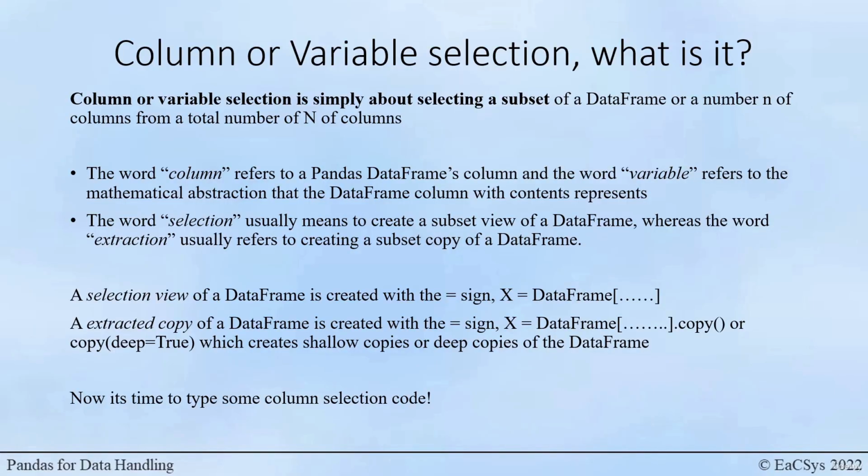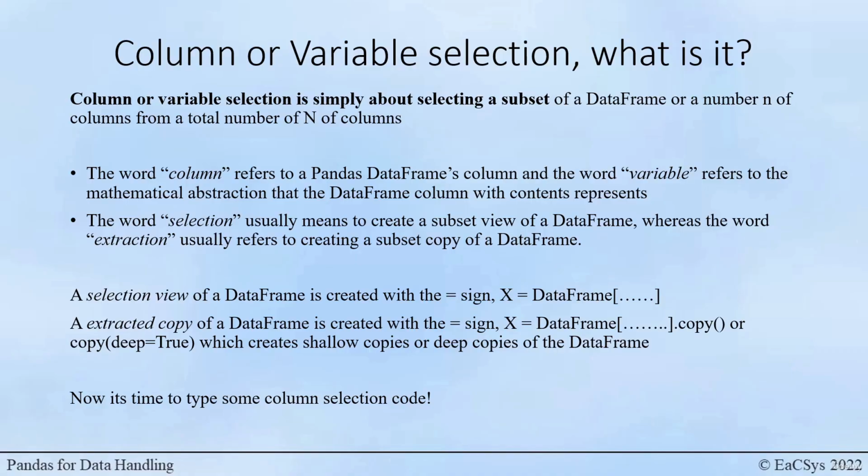Columns, features or variable selection. What is it? Column selection is simply about selecting a number n of columns from a total number of N columns in the data frame. The word column refers to the technical aspects of a Pandas data frame column. The word feature and variable refers to the contents of such a column.